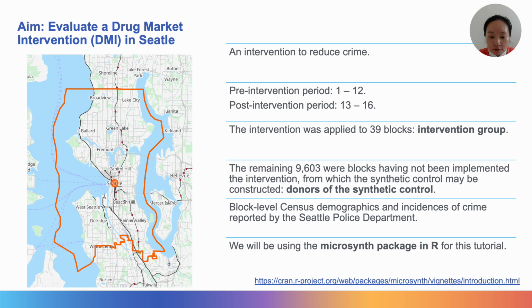As you can see from the map on the left-hand side, this intervention was implemented in Seattle. It's a drug market intervention. The aim was to reduce crime. There were 12 pre-intervention periods and 4 post-intervention periods in the data.